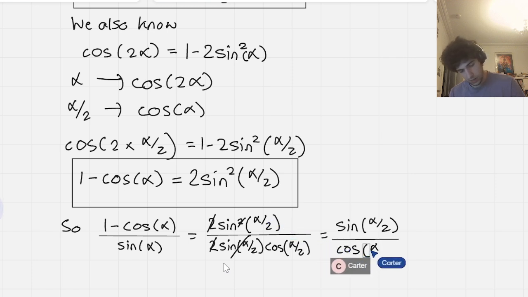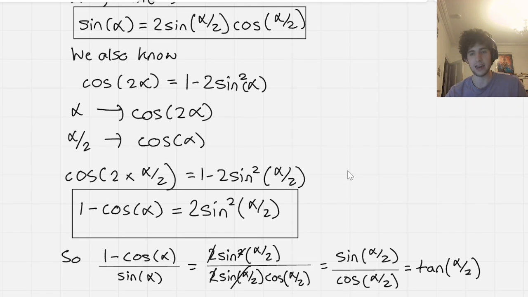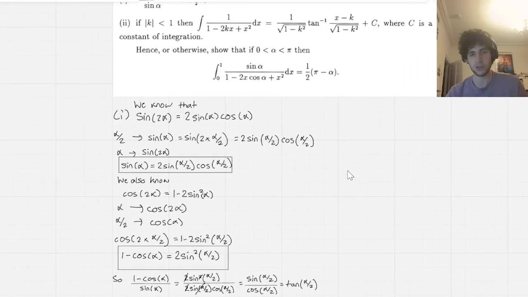And sine of x over cosine of x is tan of x, and in this case, x is alpha over 2. So we have therefore shown that 1 minus cosine alpha over sine alpha is indeed tan of alpha over 2. Okay, so that's the first part of the question.